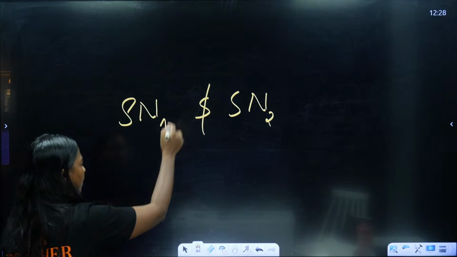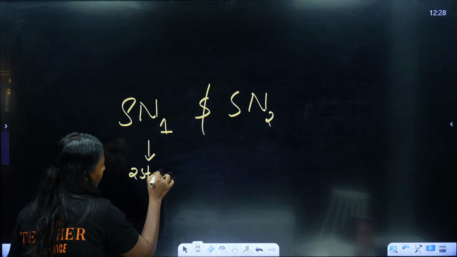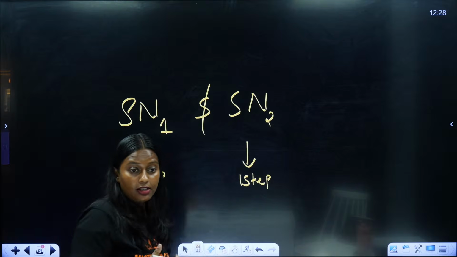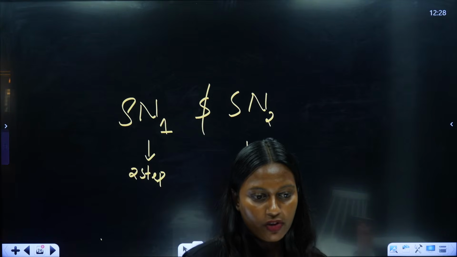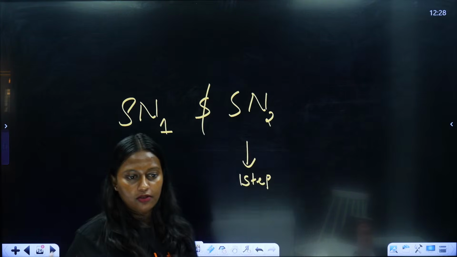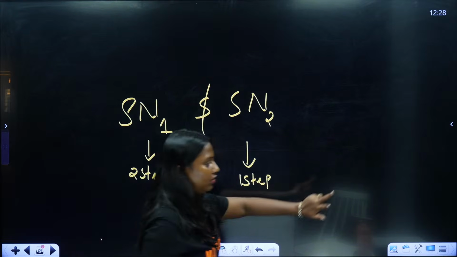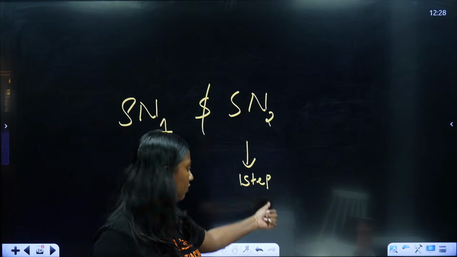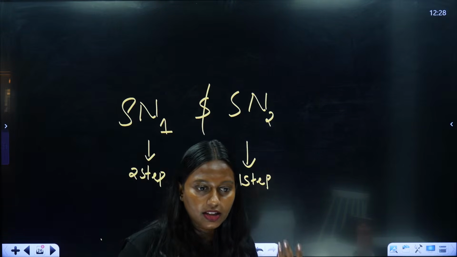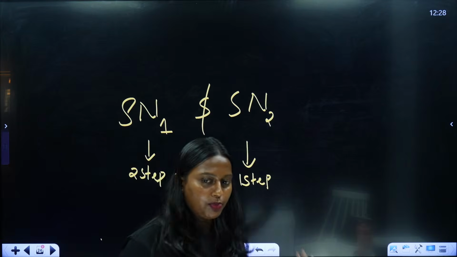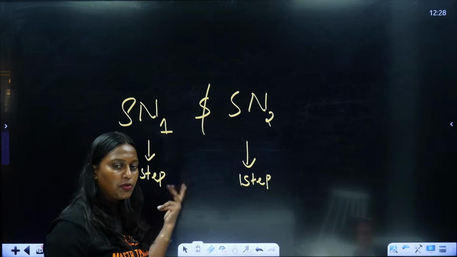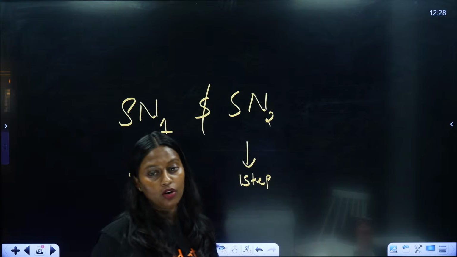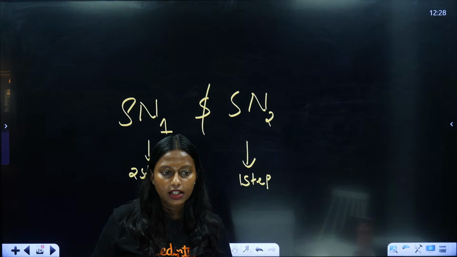Yes, SN1 is actually two step, and SN2 is one step. I will write your points here. Any other points? Slow and fast step. Substitution, yes, it is a substitution reaction. Unimolecular and bimolecular, yes, nice. Any other points?